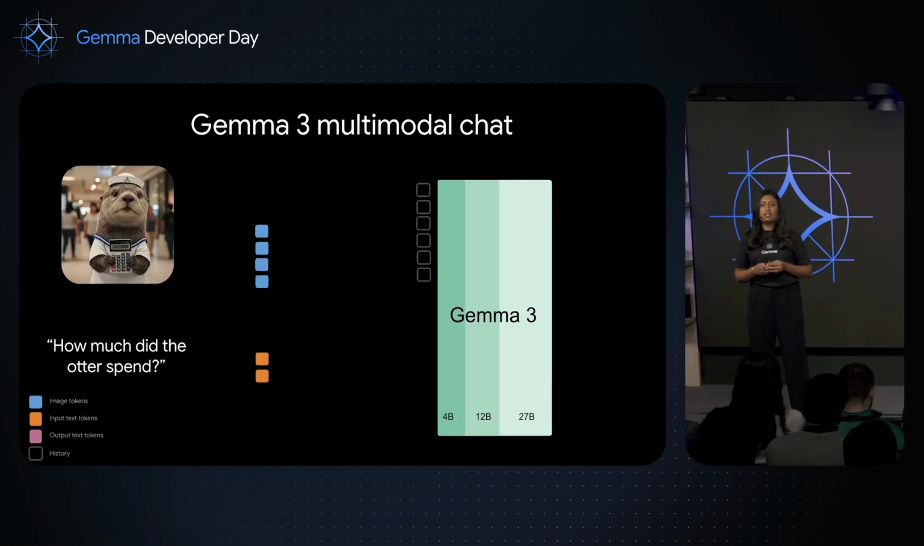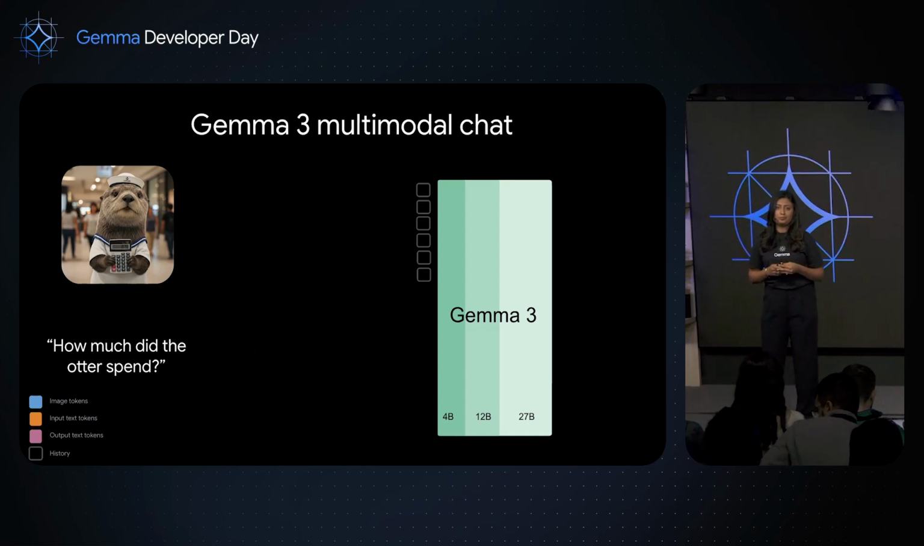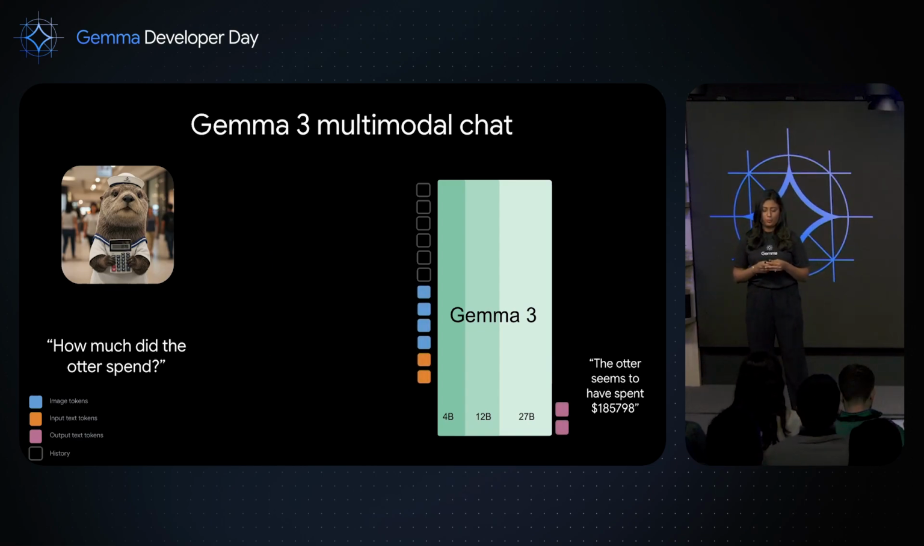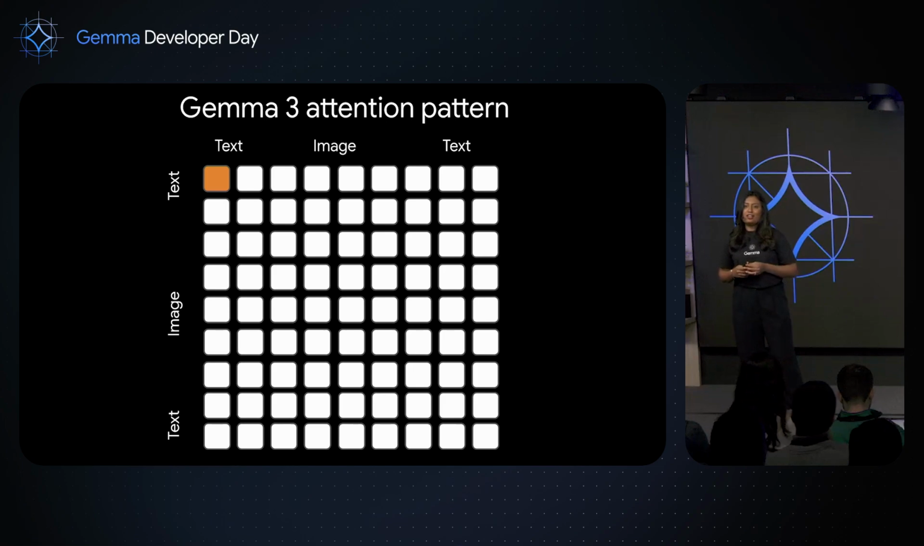We follow up asking Gemma to read the calculator held up in the image, and Gemma, with its excellent OCR capabilities, provides us with an answer. Here I've illustrated the attention pattern used in Gemma 3 to support interleaved image and text. The attention is fully causal on text and bidirectional on images.